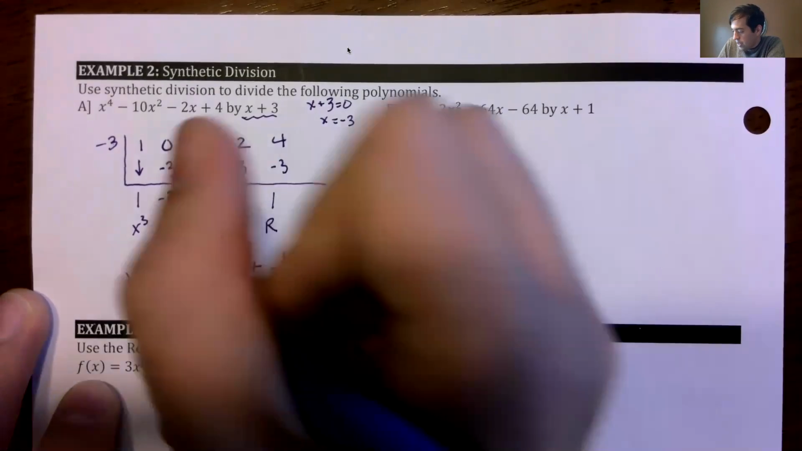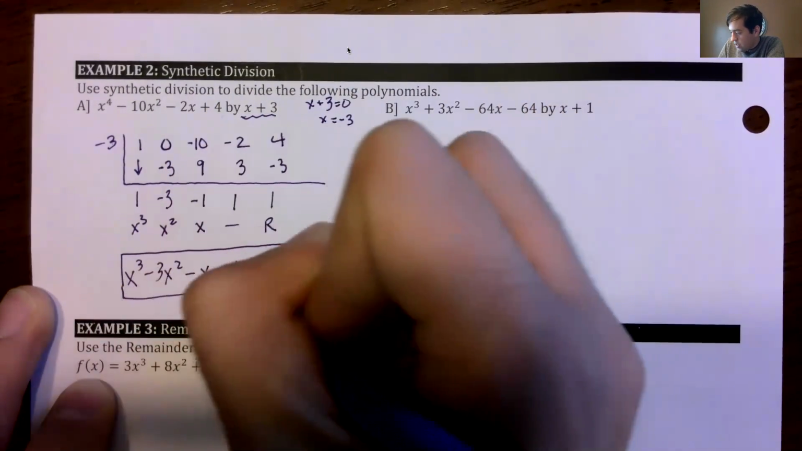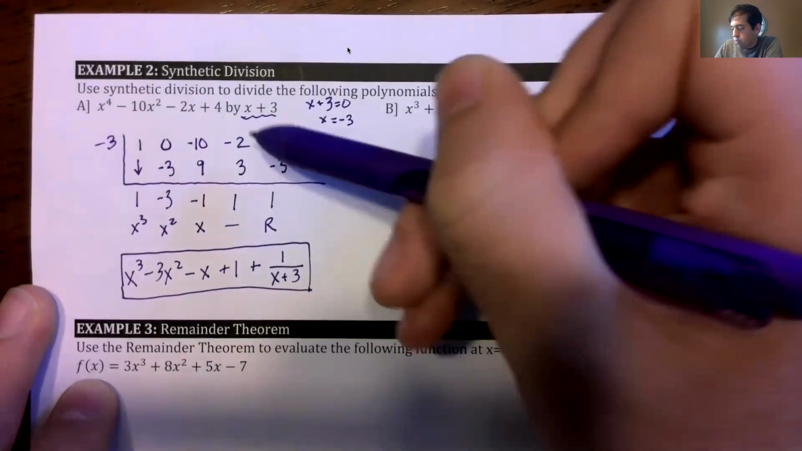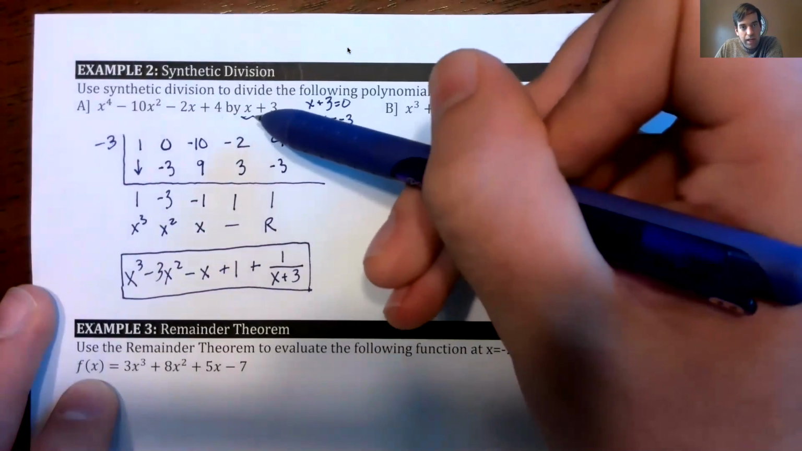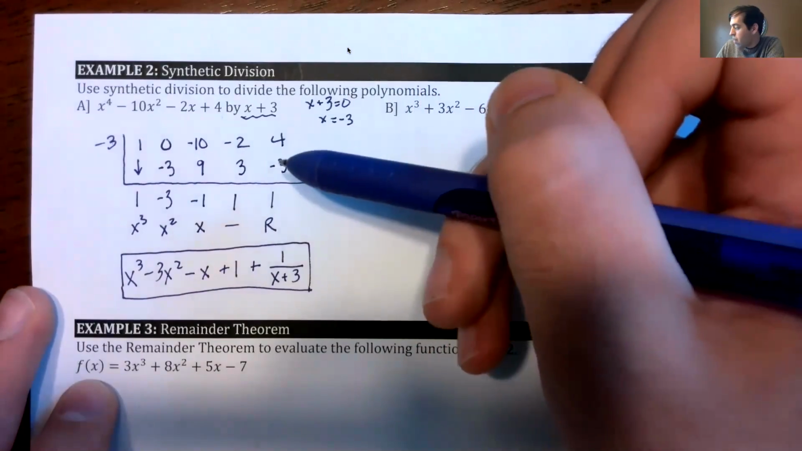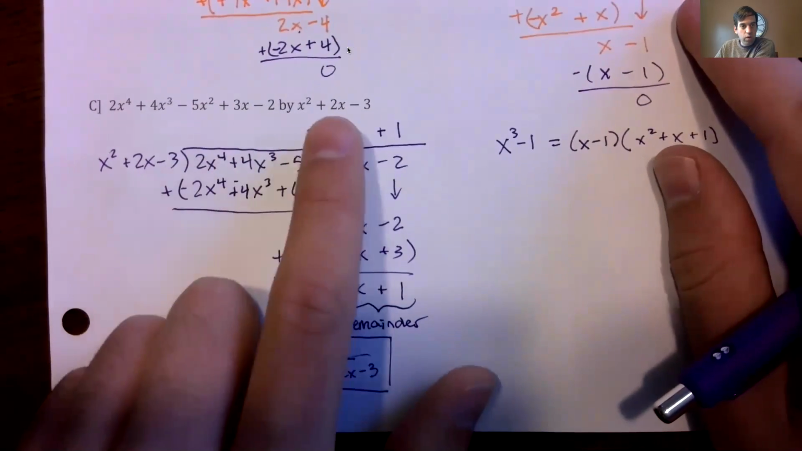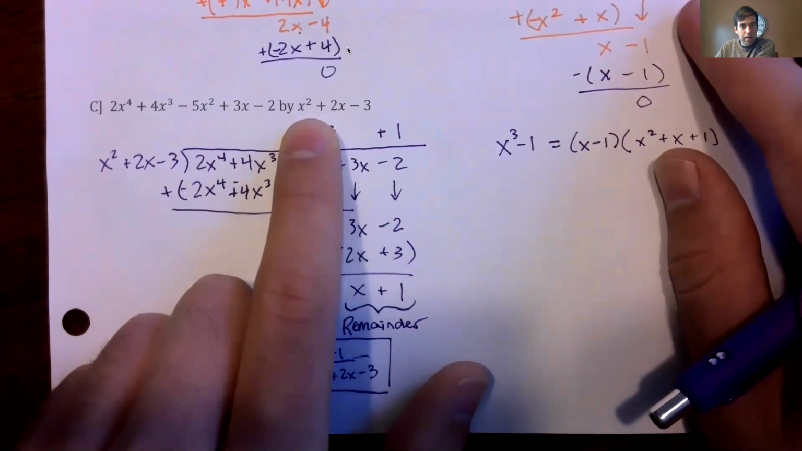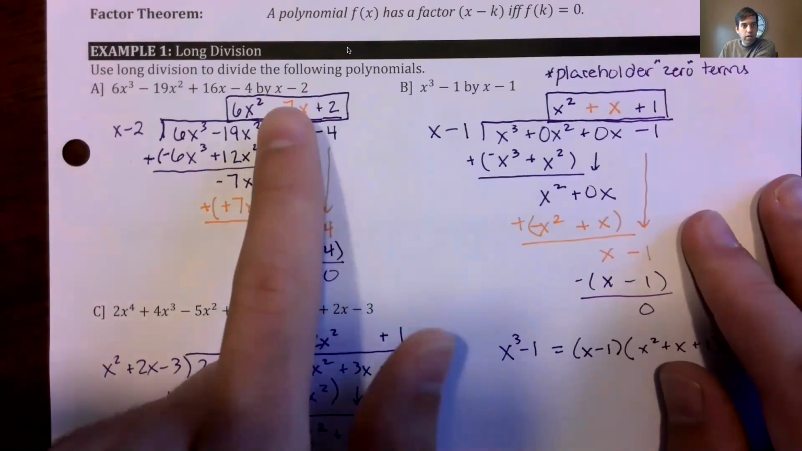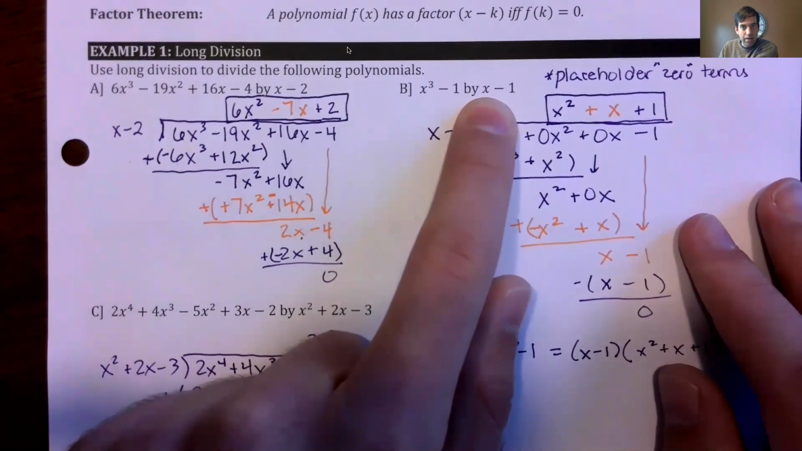Okay, so that is how we do synthetic division. Synthetic division only works for a linear divisor, meaning it has to be just an x to the first power. If we have something more complicated, like we did in letter C on the front page, you had an x squared. We wouldn't be able to use synthetic division for that. We could have used it for this and for this because we're dividing by a linear factor.